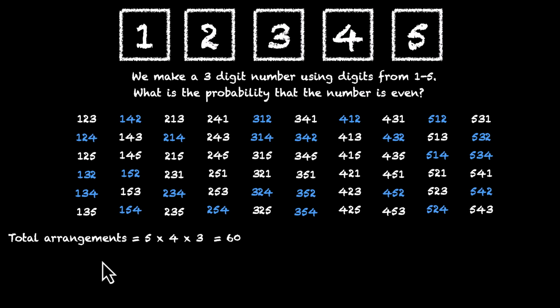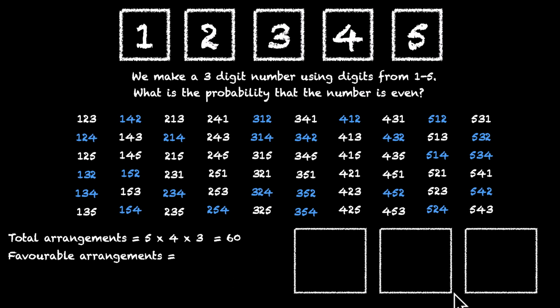The total number of arrangements, because we are having 3 digits, that's going to be 5 times 4 times 3. The first place can be filled in 5 ways, then 4, and then 3. This is 12 times 5, that's 60. And how many favorable arrangements do we have? This is the number of even numbers.